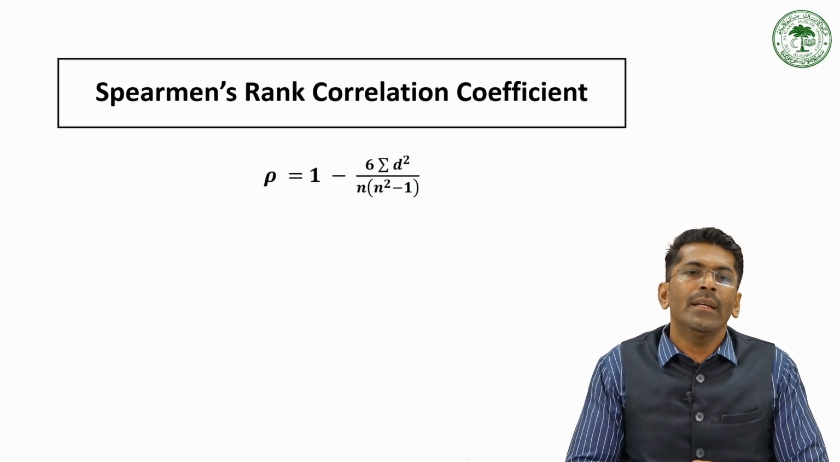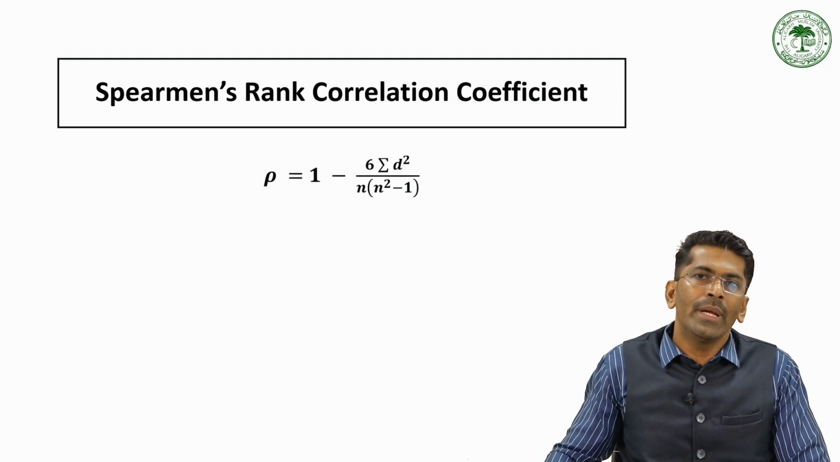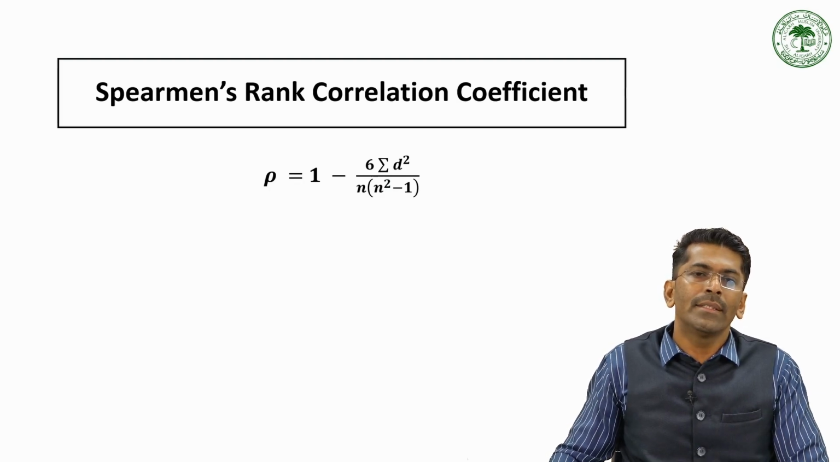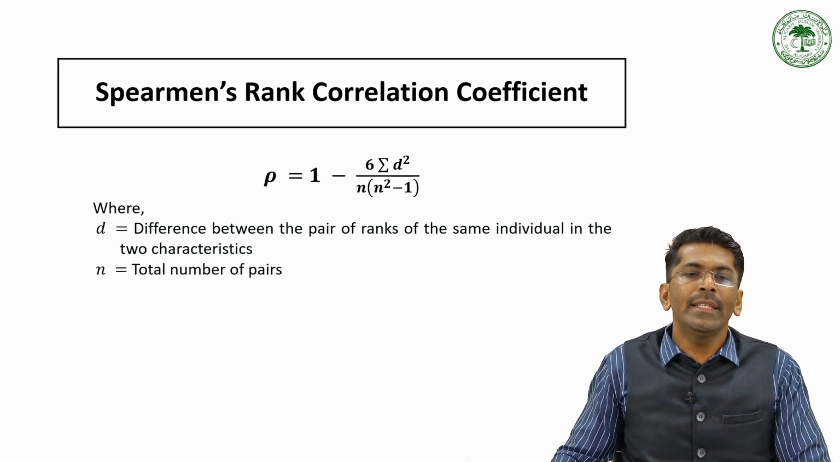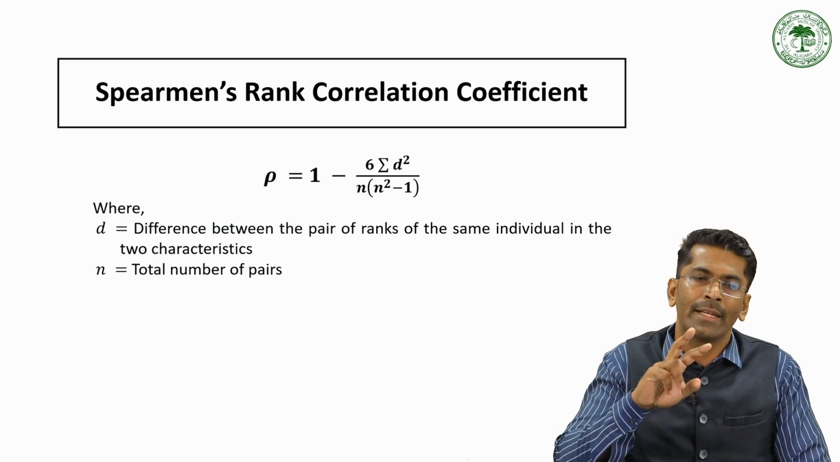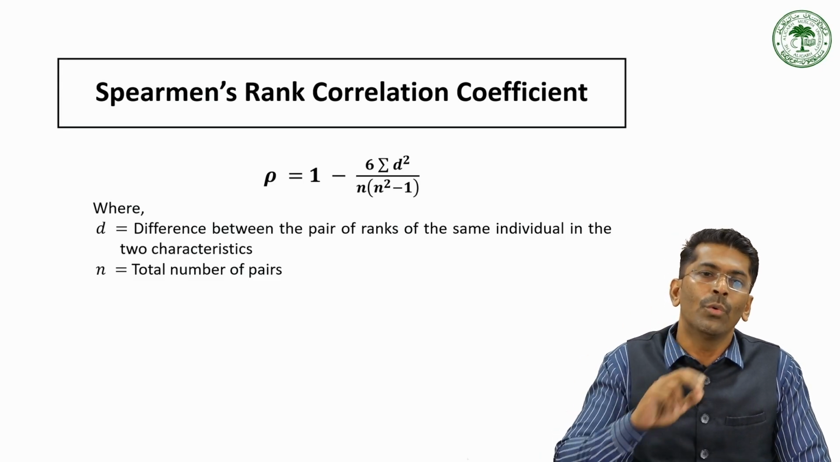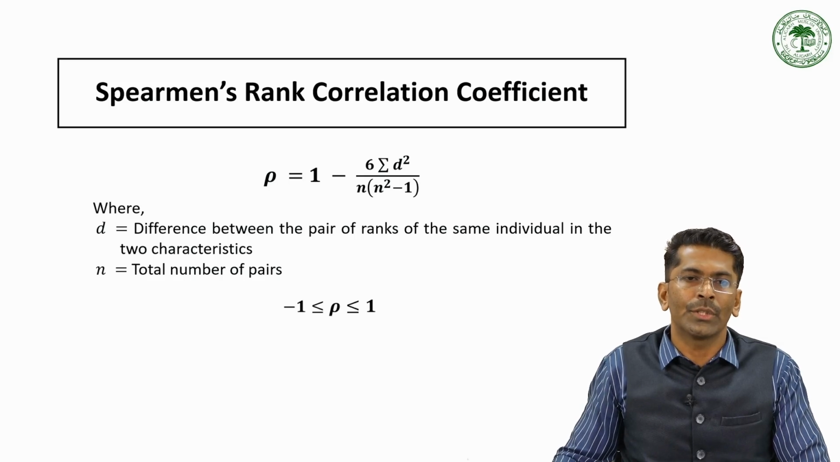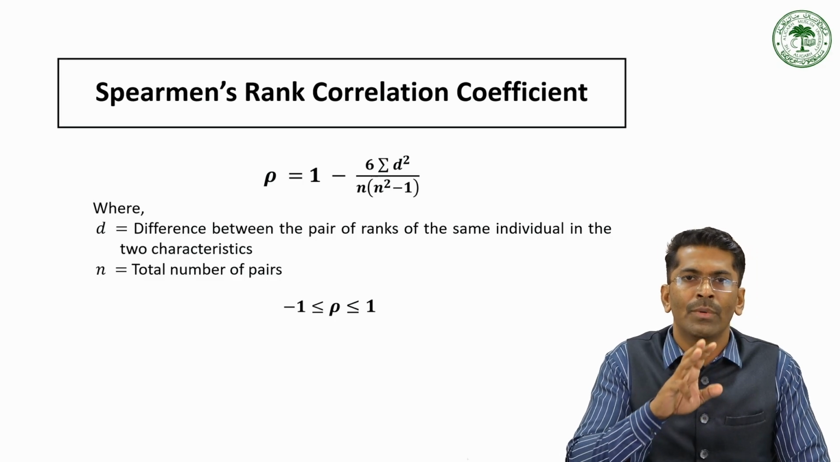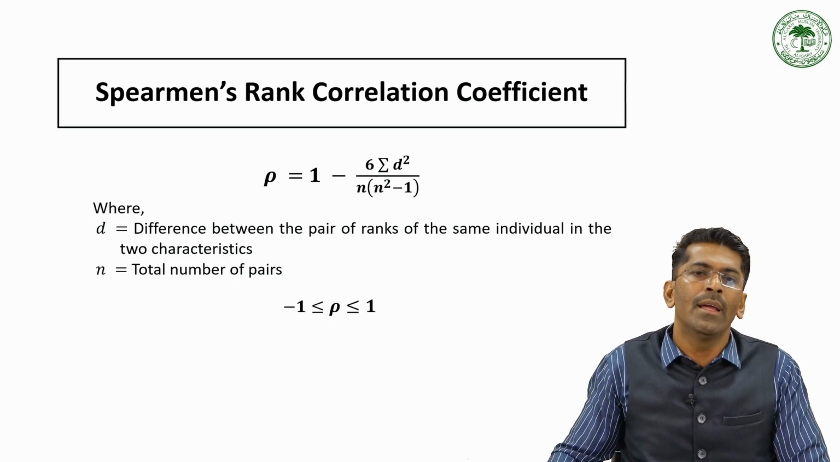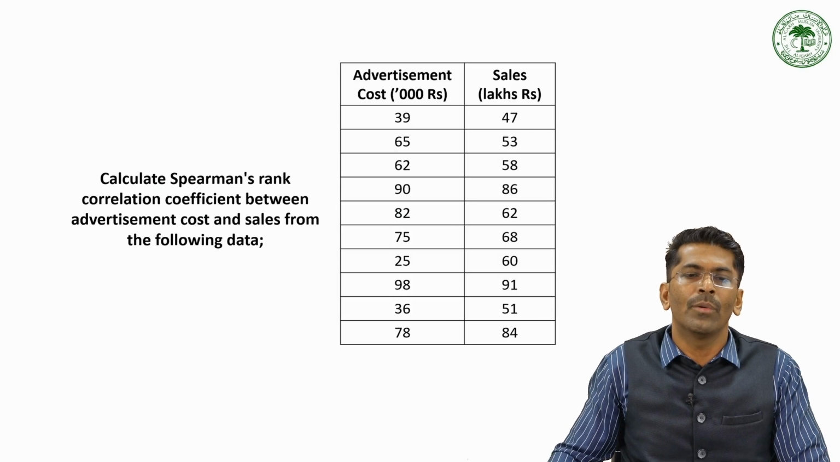Now, the Spearman rank correlation can be calculated using the formula rho equals 1 minus 6 into sum of d square, divided by n into n square minus 1. Here, what is d? d is the difference between the pair of ranks of the same individual in the two characteristics. So it is the difference between two ranks, and n is the number of observations. The Spearman rank correlation also lies between -1 and +1. By using this formula, we can calculate the Spearman rank correlation.